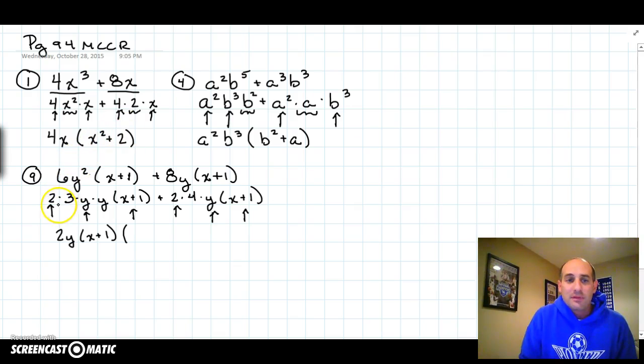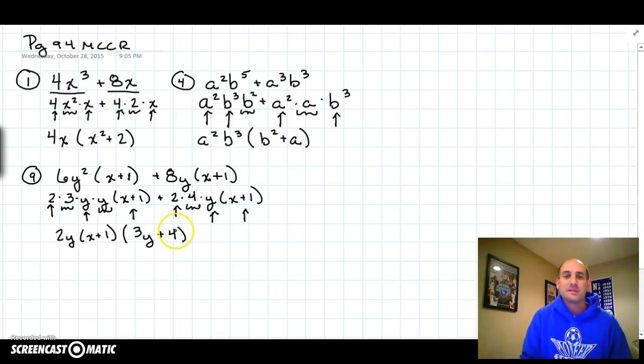When I look at what's left in this first term, the only things that I haven't pointed an arrow to are 3 and y, so that's going to be 3y. And the only thing I haven't pointed an arrow to here is 4. Again, that was a plus sign right there. If it was a minus sign, I would just do a minus here. That's the easiest way to factor that particular problem on number 9. It's completely factored as far as we can do for our purposes here.